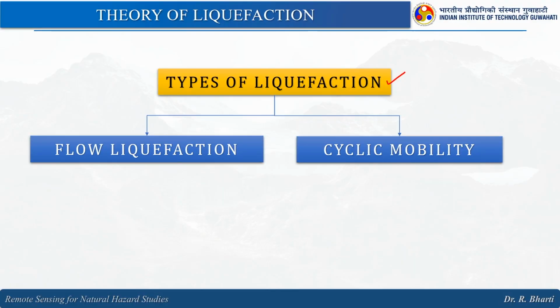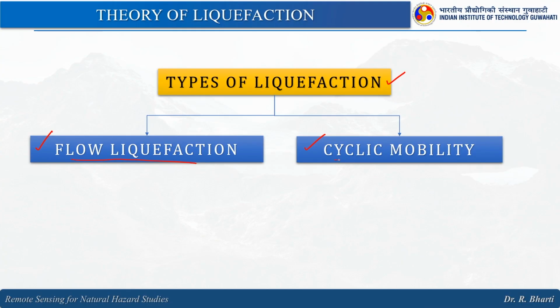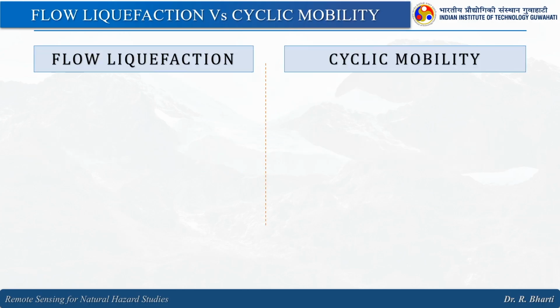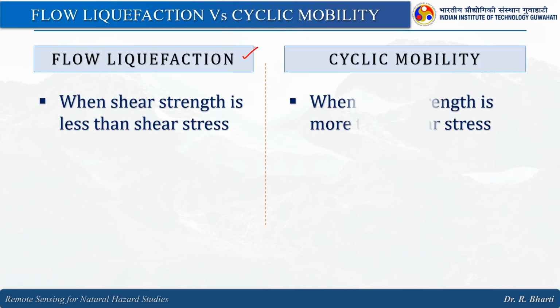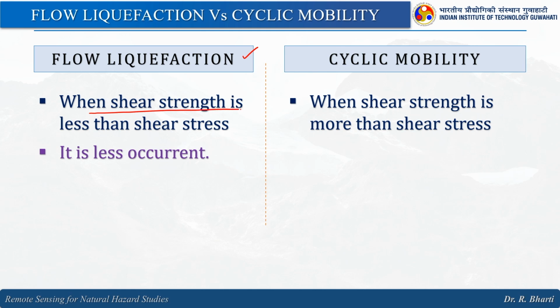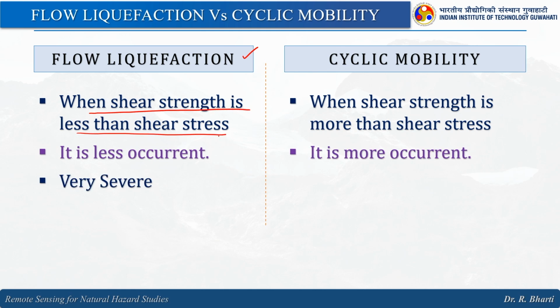I hope it is very clear to you. Now, let us talk about the different types of liquefaction. The first one is flow liquefaction and the second one is cyclic mobility. Let us understand both of them separately and see how they are different from each other. When we talk about flow liquefaction, shear strength is less than shear stress. When we talk about cyclic mobility, shear strength is more than shear stress.